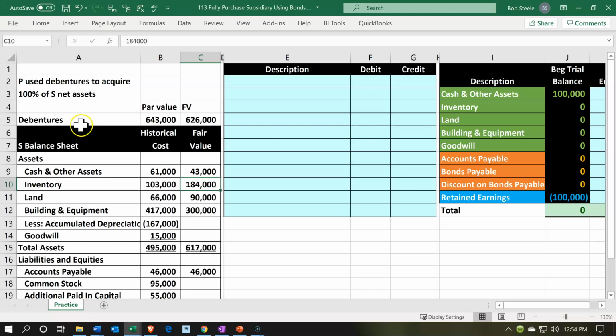So the purchase has taken place. We issued the bonds or debentures, and so we have the par value at $643,000 and the fair value at $626,000. Now this is another area where it's a little bit different than cash, because we can't just depend on cash being cash either. We have to value the bonds. What is the fair value, in other words, of the bonds that are being issued as well?